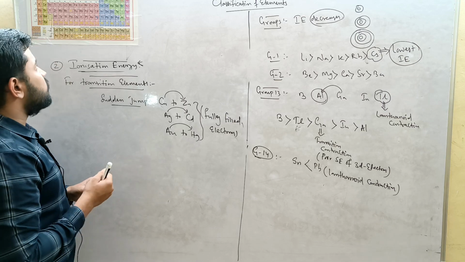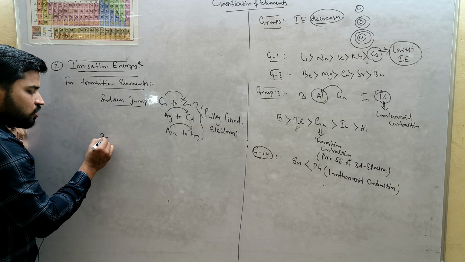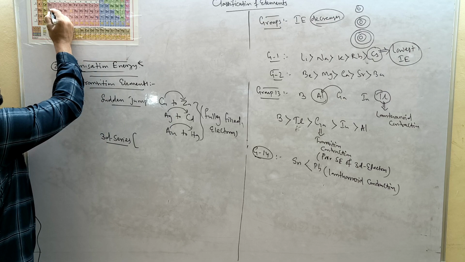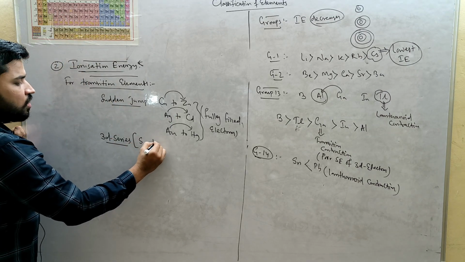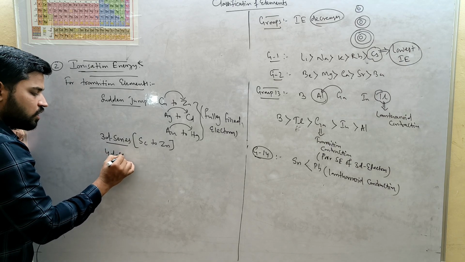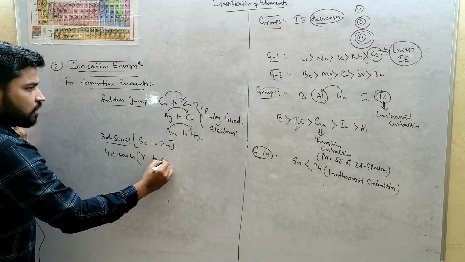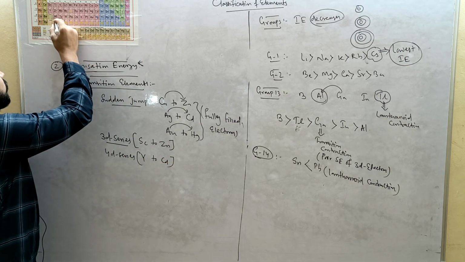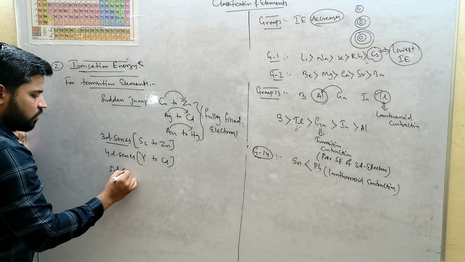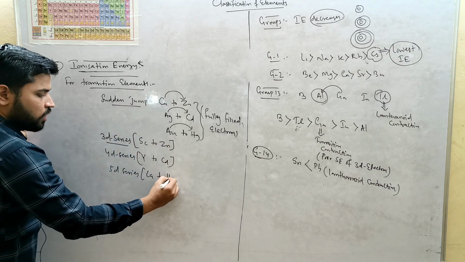And for transition elements, when you see the 3d series, 3d series means scandium to zinc. Similarly, 4d series means yttrium to cadmium. Similarly, 5d series means lanthanum to mercury.